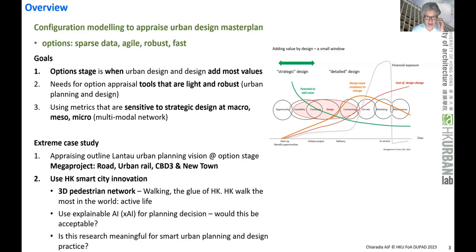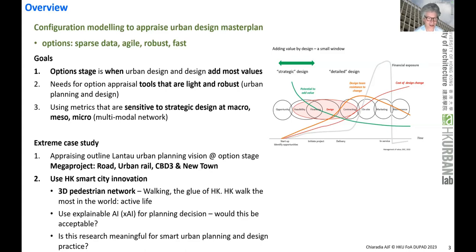In this case, we are introducing something else, which is a different mode. I haven't seen anything that introduces both road and urban rail and pedestrian. So the big question is: can we work at macro, meso, and micro scale? And in that sense, can we deal with a mega project? This is quite a mega project I'm going to talk about. It includes road, urban rail, a new CBD, and a new town for between 400 and 700,000 people.